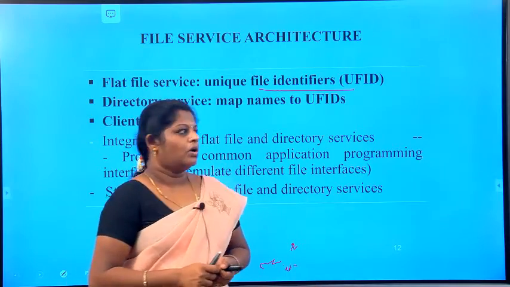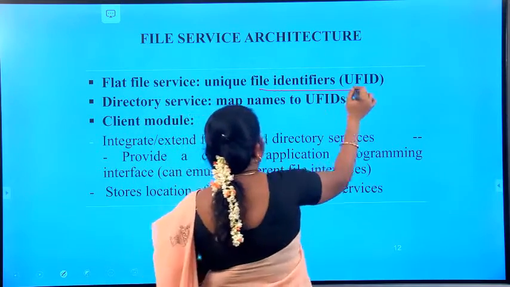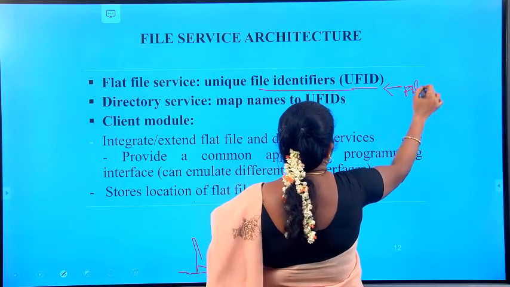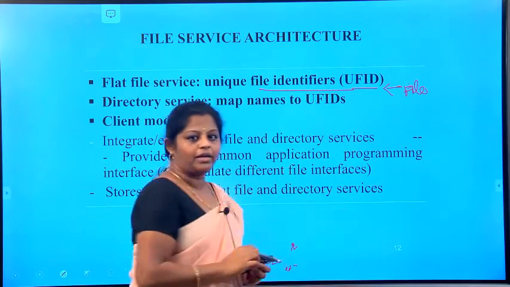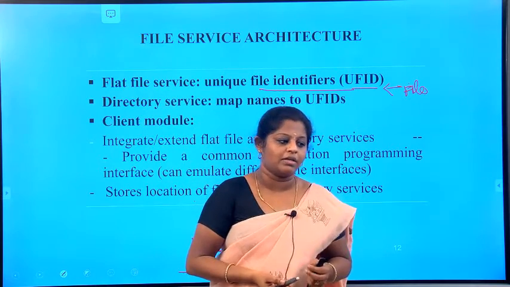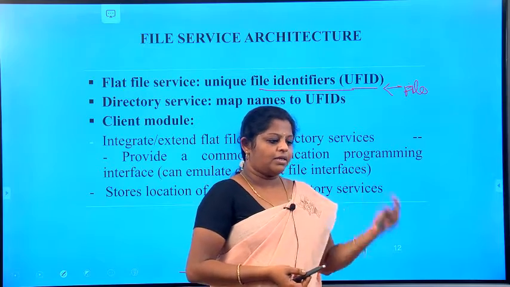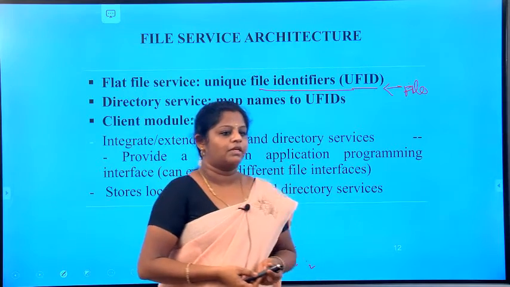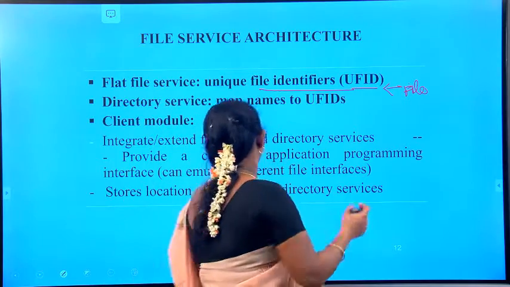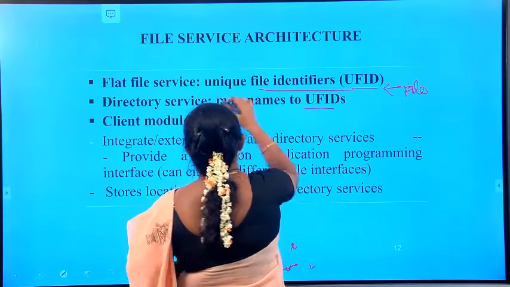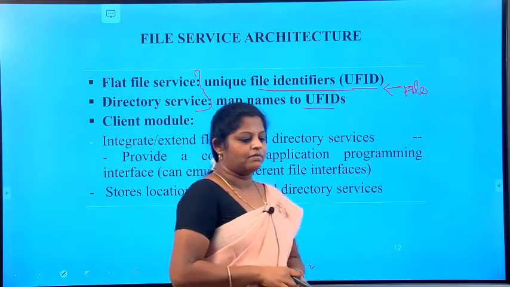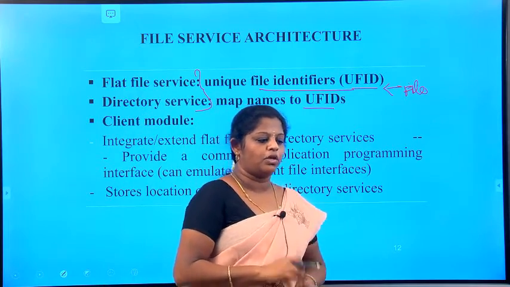So always with the help of this file ID only, we refer to the particular file. Suppose we store a file with the help of this file identifier; if we want to retrieve it later, we can refer to it with the help of the UFID. And here the responsibilities between the file server and the directory service are based upon the use of UFIDs only. For both the flat file service as well as the directory service, the responsibilities will be based upon the UFIDs only.